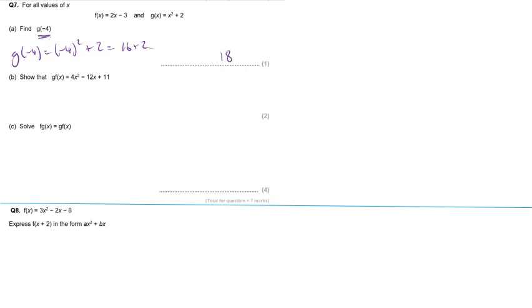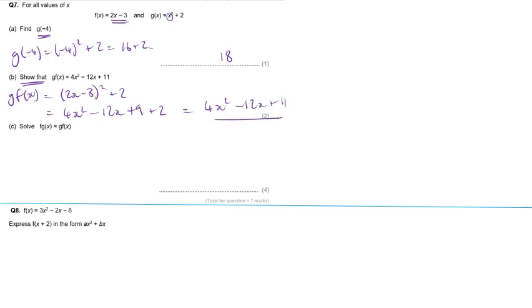Which gives us 18. We had another show that question, so we've just got to really make it nice and clear again. So we know using our functions at the top, if we substitute this into here, and we're going to need to expand the brackets here. So that should be a +9 because it's -3 times -3. And there we have shown that it's equal to this.